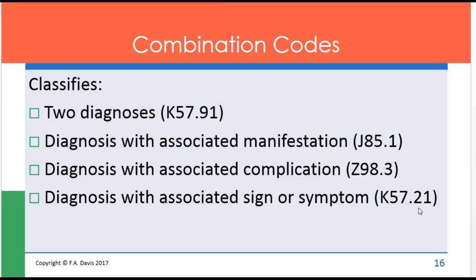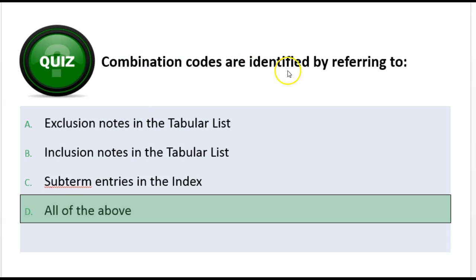And so if we didn't have the signs or symptoms, we couldn't use this code. We'd have to use a different code. So everything has to be in there for us to use those combination codes. So combination codes are identified by referring to exclusion notes. So the tabular list, we always verify in our tabular list, inclusion notes and subterms in the alphabetic index. So that can tell us where to go in the index, in the tabular, to verify this information. So all of these together will tell us whether or not we can use a combination code.